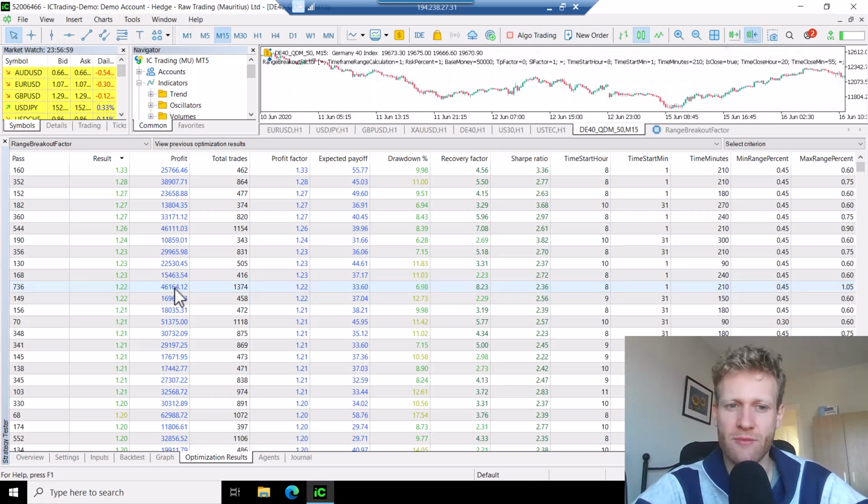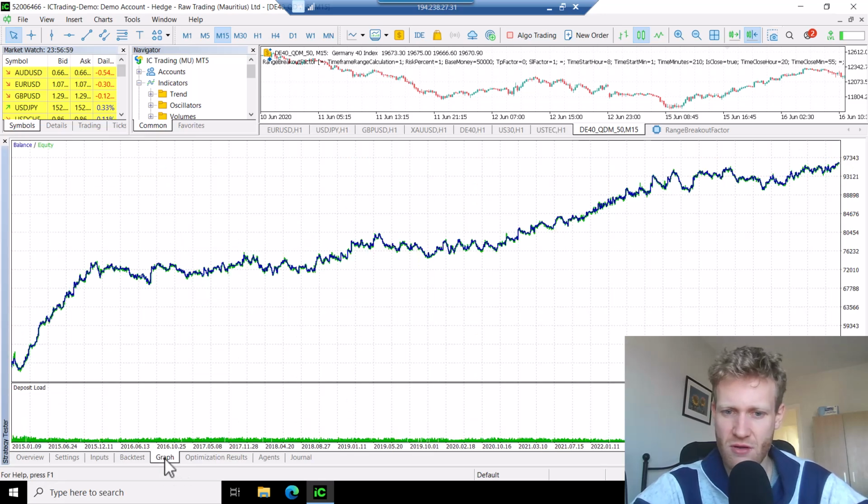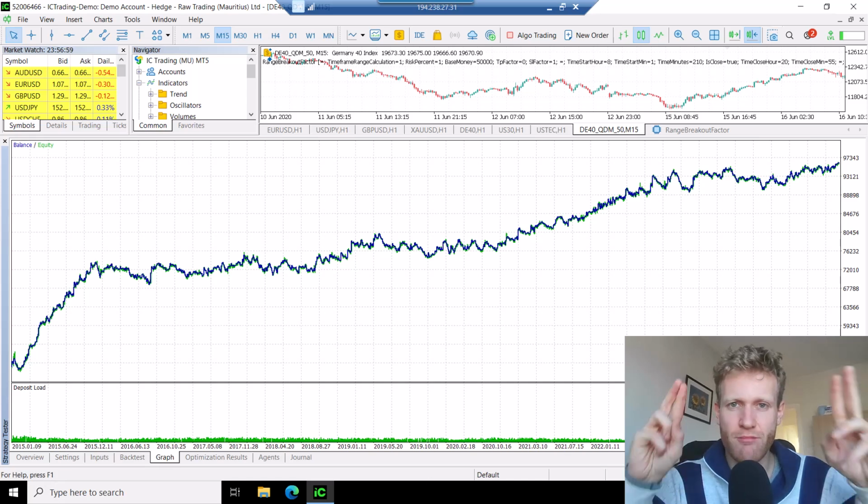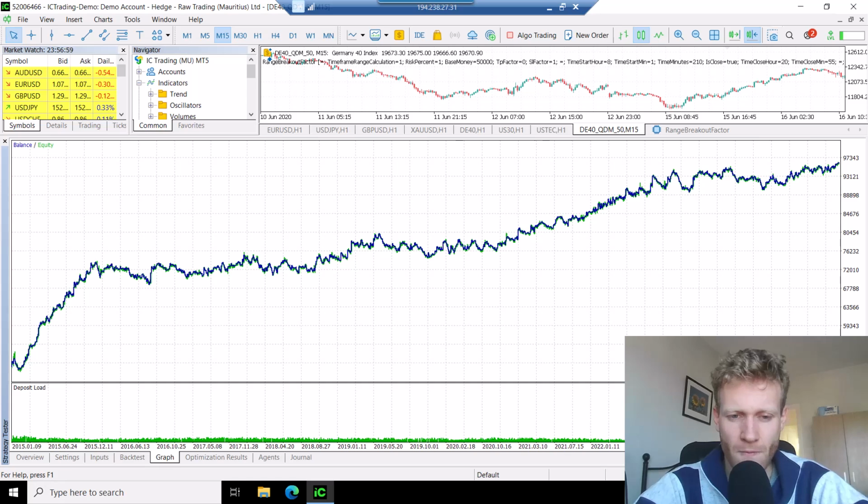I mean, I can do more optimizations. Wait, why did this happen so fast now? Yeah, but I mean, I could do more optimizations. I could maybe find better settings in the tester. But you always have to remember, like the tester, from this point on, if you trade this in a live account now, the testing results, they do not matter.